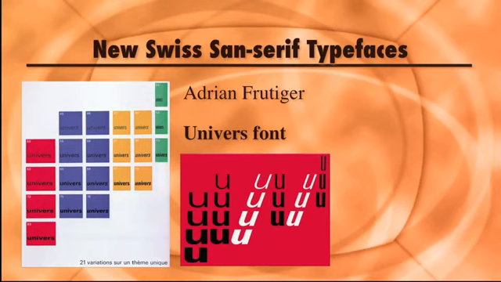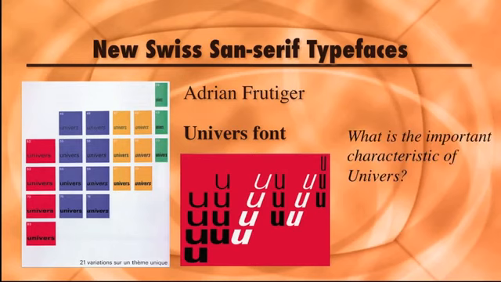This took an astounding 200,000 hours of machine engraving, retouching, and final hand punching to create. I want you to tell me, what is the important characteristic of Univers?